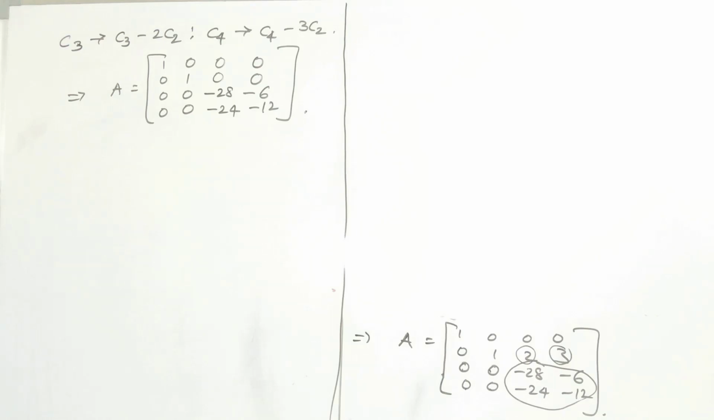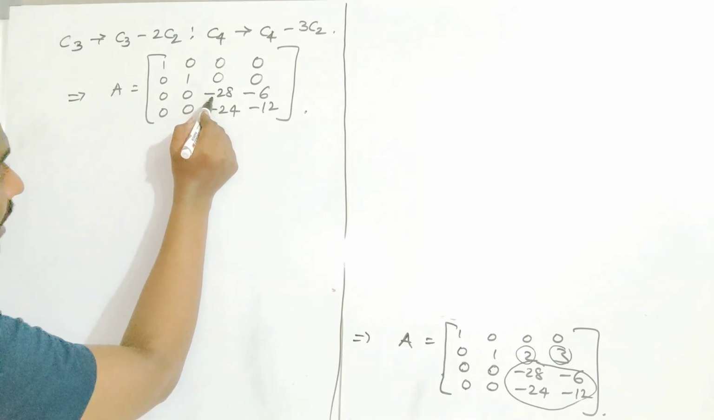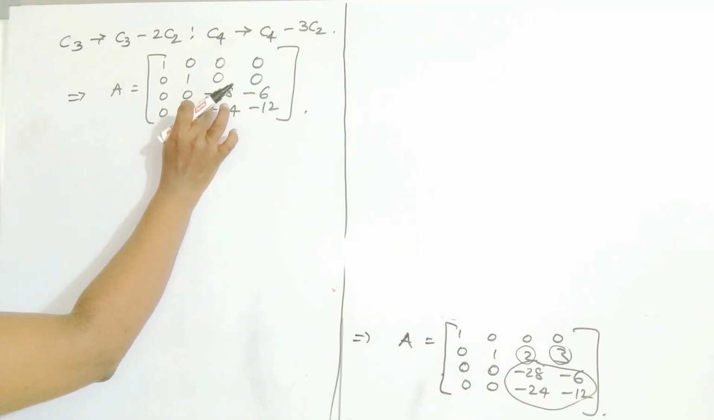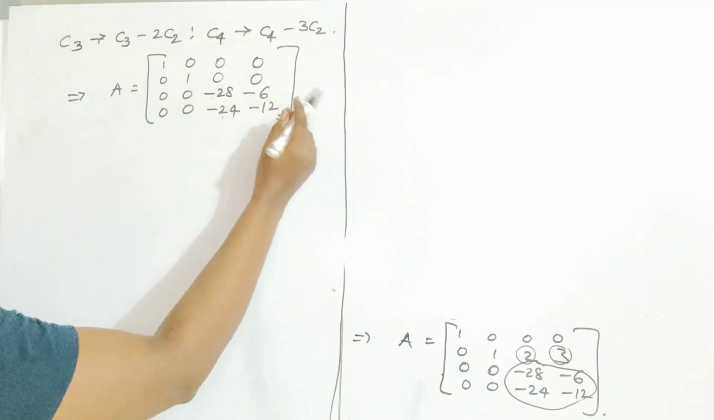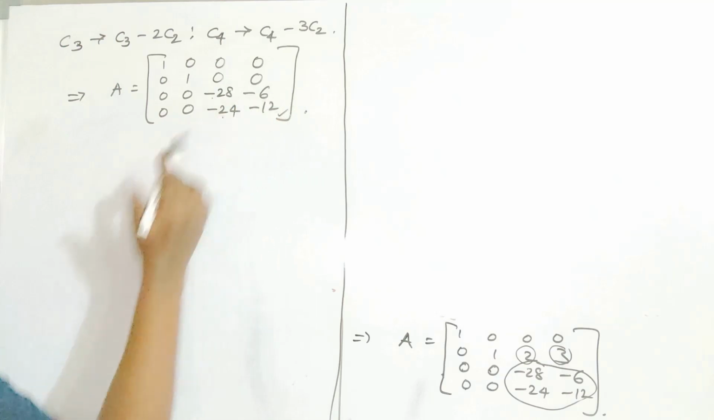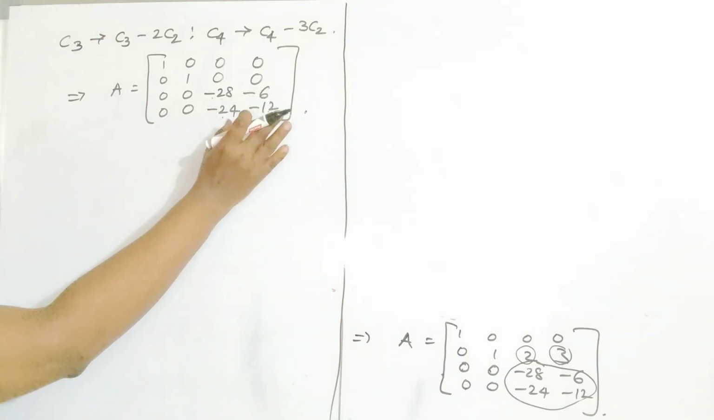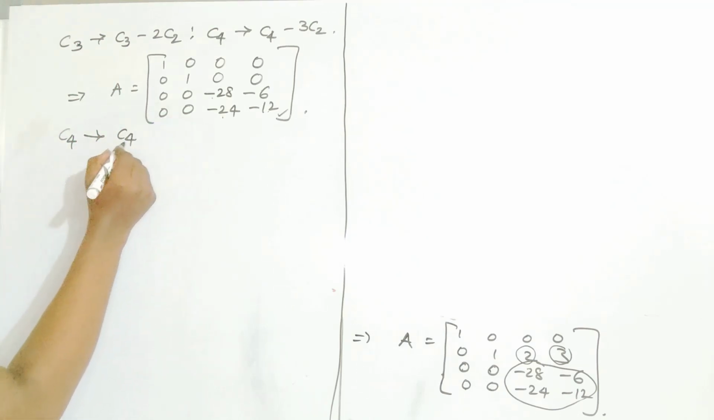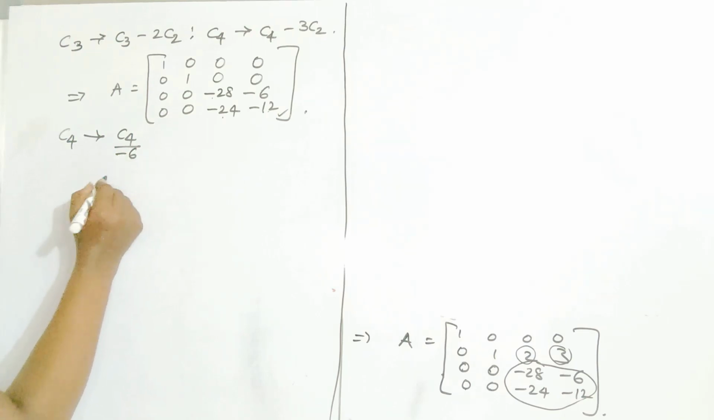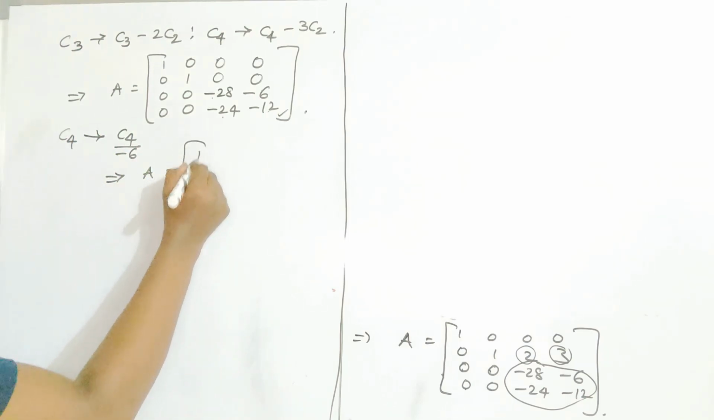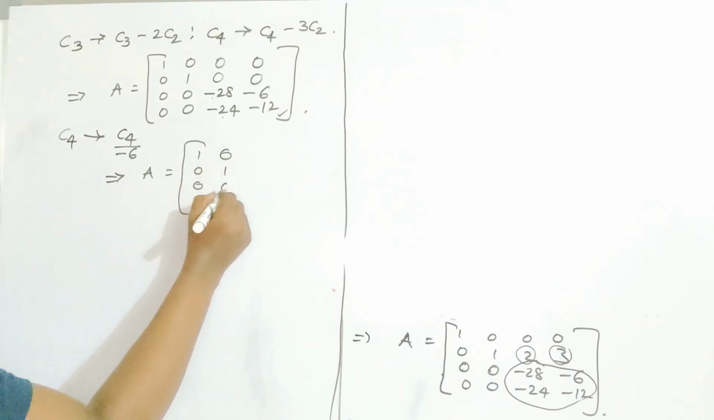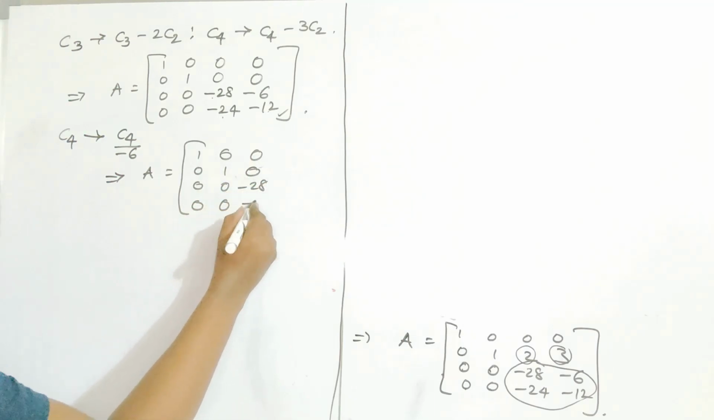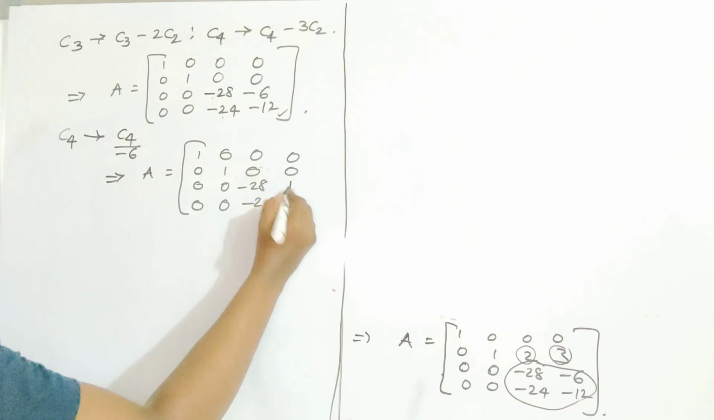Okay. So according to the procedure, by using this third pivot element, we have to make this element 0. But it is 28, I want to make it 1. So you can divide the entire fourth column by 6, because here we have 6 and 12, just observe the elements. So C4 implies, if you observe the elements carefully, you can easily get the idea. So A is equal to 1 0 0 0, 0 1 0 0, 0 0 minus 28, minus 24, 0 0 1 2.